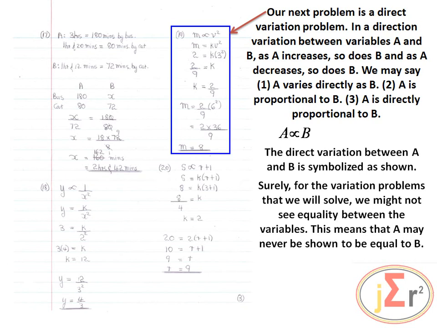And because of that, we are still not blinded by the fact that there is a relationship, or a direct relationship, between a value of a and the corresponding value of b. So we know that although we do not or may not see equality, there is a direct relationship between the value of a and the value of b.